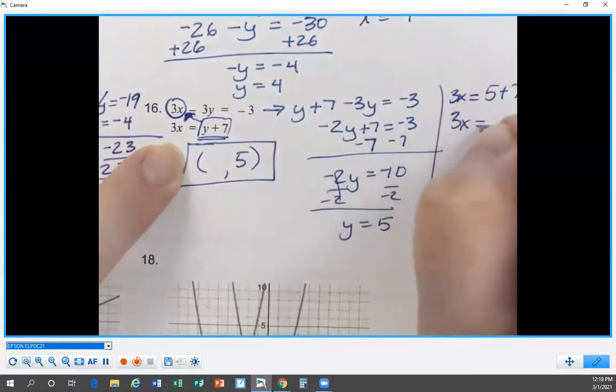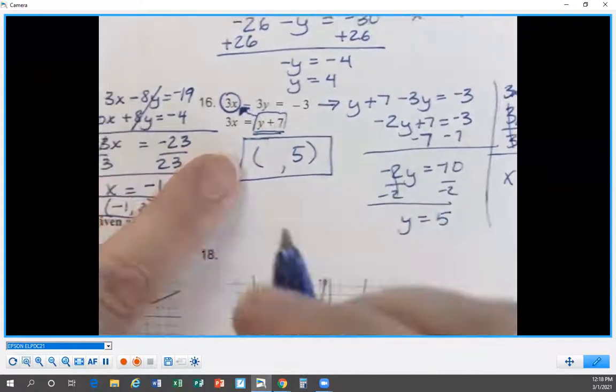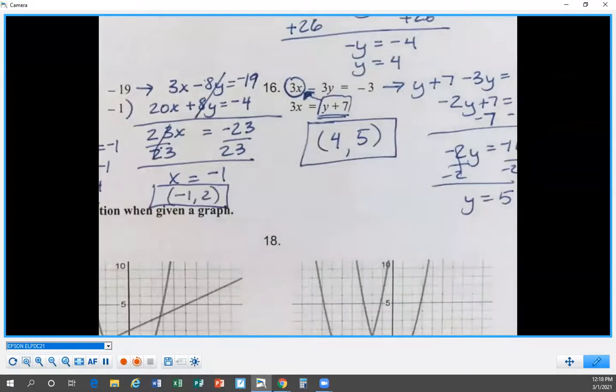So 3x equals, combine like terms, 12. Divide each side by 3 to get x equals 4. So our solution is 4, 5. And then algebraically plug that back into both original equations and check to make sure it makes both equations true.